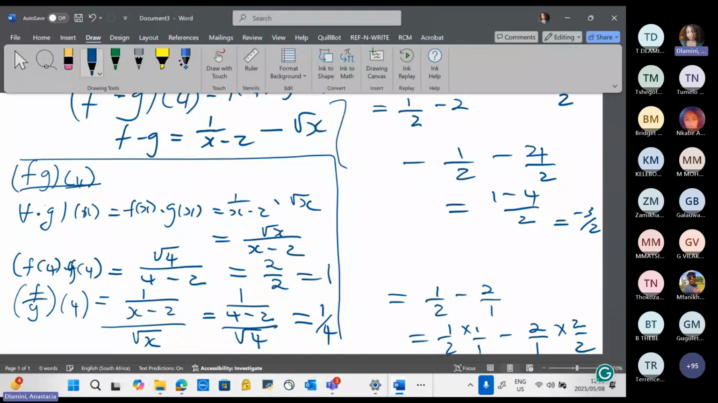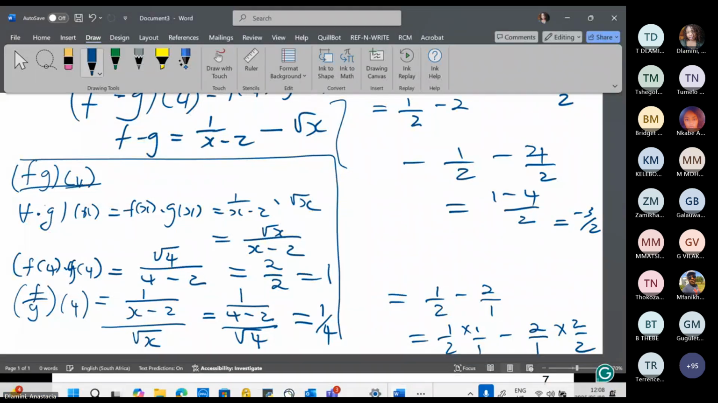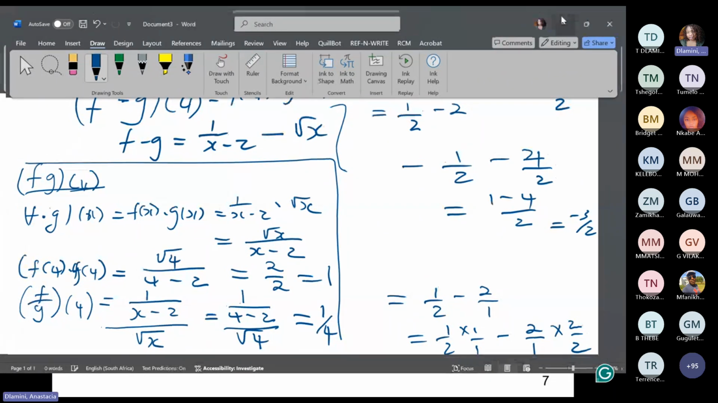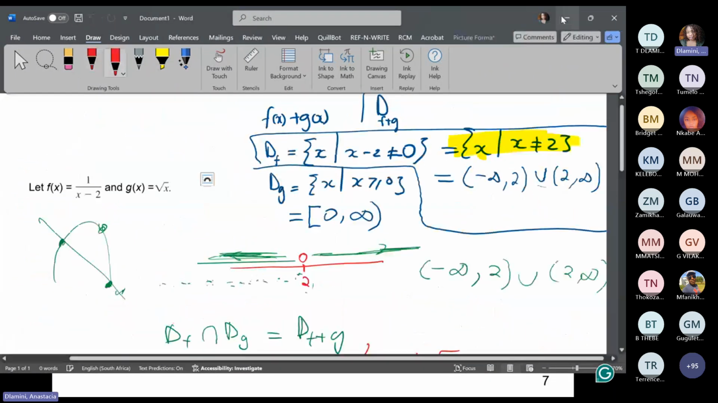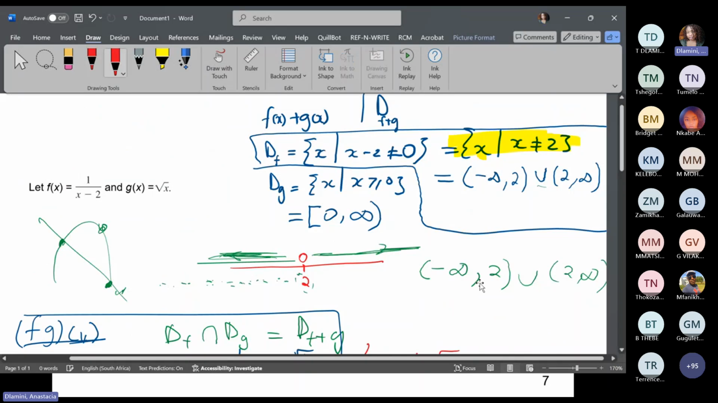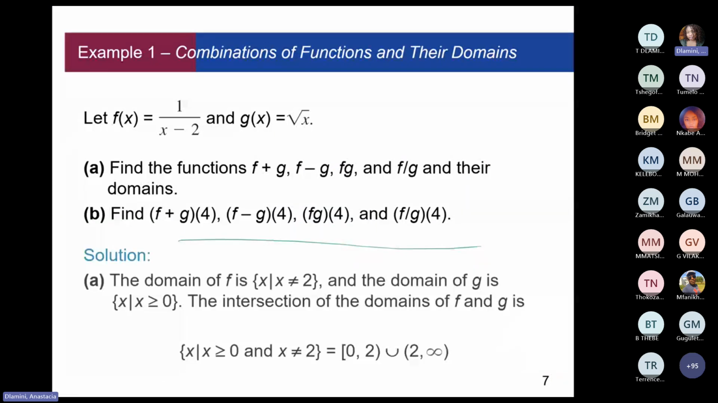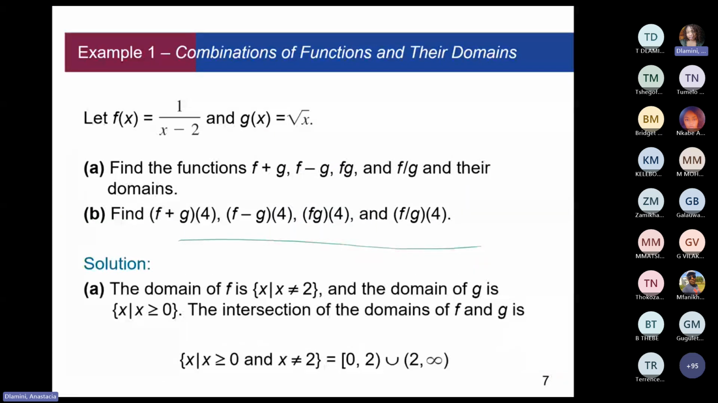So yes, that's how we're evaluating it. Okay, so now let's move on and see if what we did was right. They say the domain of f is x, an element of the real numbers, such that x not equal to 2, and the domain of g is x, an element of the real numbers such that x is greater than 0.